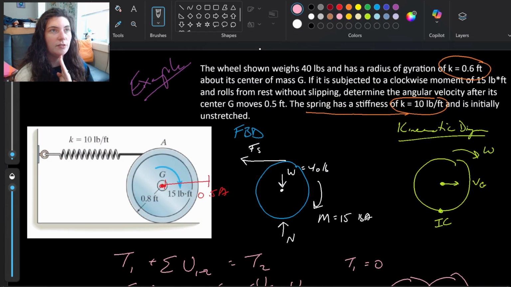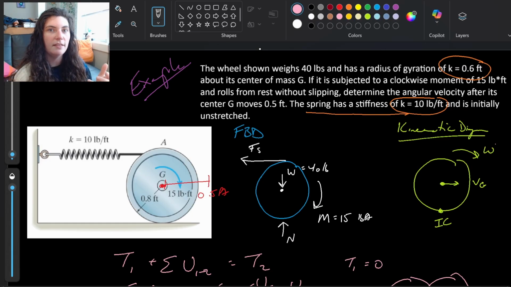So let's see. If we've moved out by 0.5 feet, then we've got to think about how much this spring has actually stretched. Our spring was initially unstretched, so that's perfect. We can have our initial position just be 0 for that displacement. But how far did that spring stretch? Did it stretch out just by that 0.5 feet?